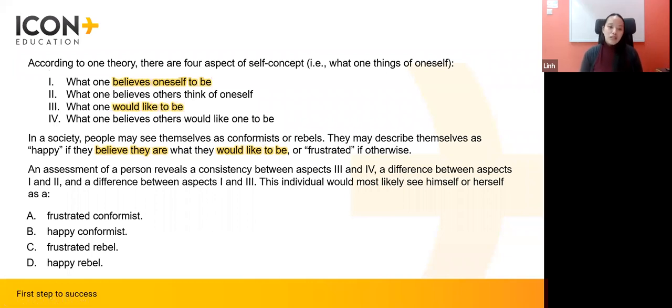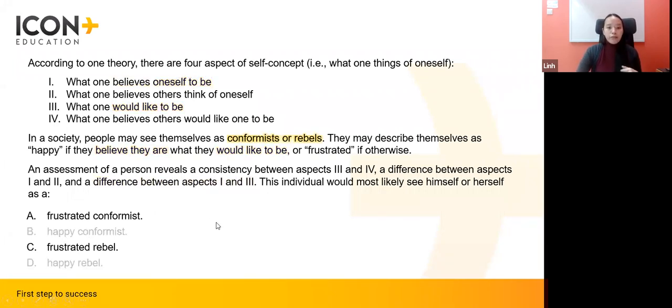And for this individual, we are told directly that there is a difference between aspects 1 and 3. So for this individual, 1 and 3 are different. That would mean this person is probably frustrated because he is not what he would like to be. Right, so from that, we can already eliminate B and D because we know that he cannot be happy. He has to be frustrated.